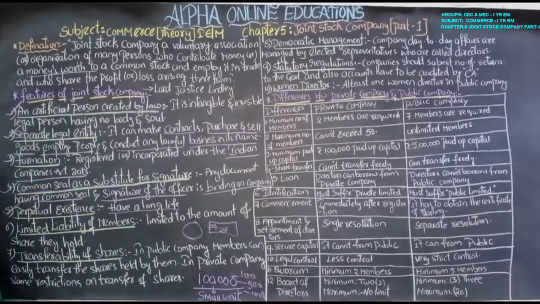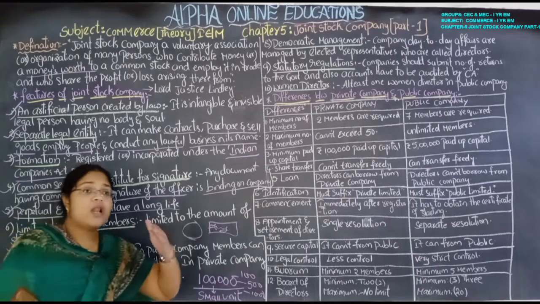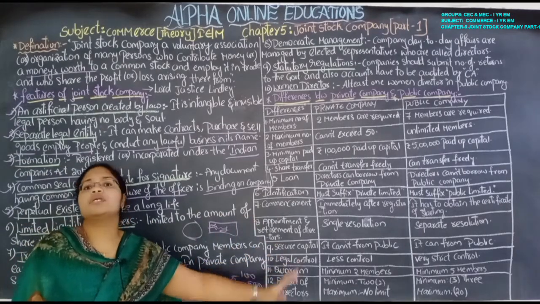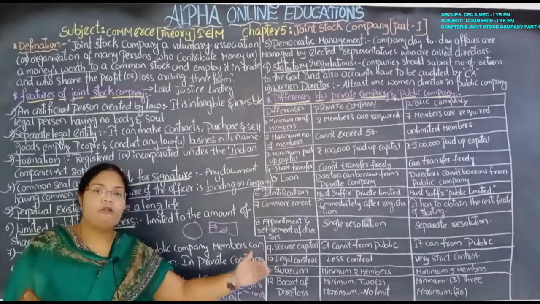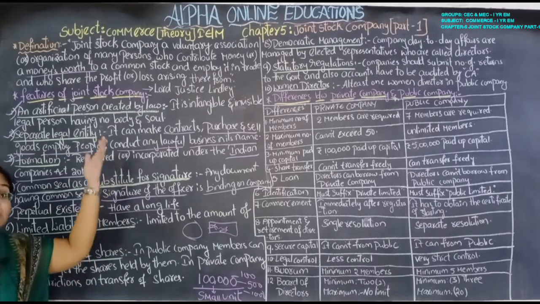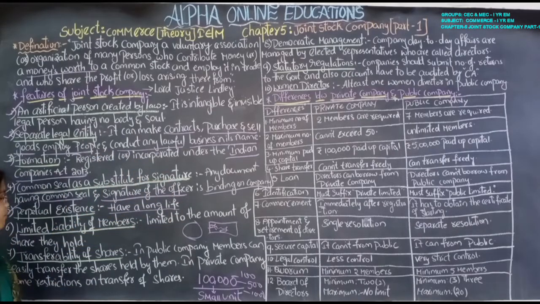Okay, the company has a long life. It is not going to completely end in one day or 2 days. It will continue for a long period of time, maybe 20 years, 30 years, 40 years, sometimes 100, 200 years also. Limited liability of members.